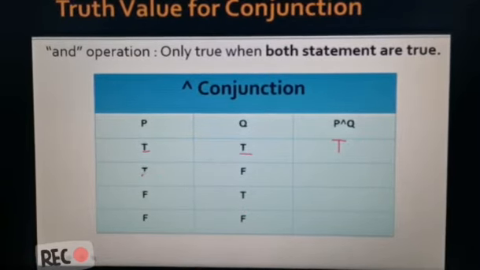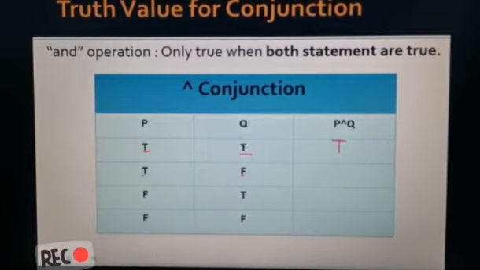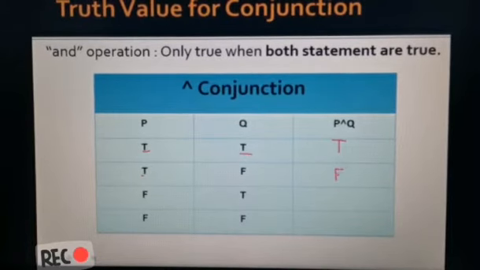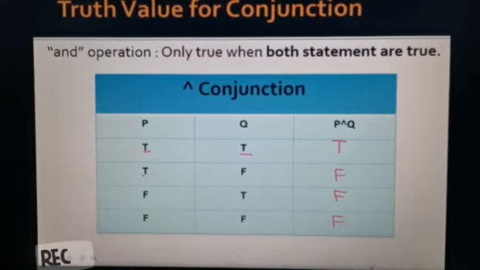If our P is true and our Q is false, then P conjunct Q is false. In the third row, if our P is false and our Q is true, then we have a false value. And for the last one, if both statements are false, we therefore have a false value. And this is the truth values for conjunction.